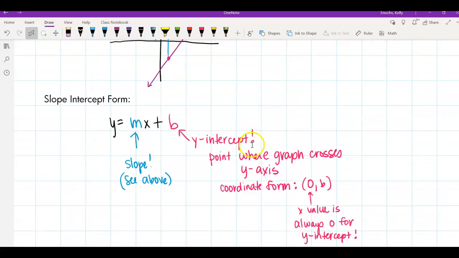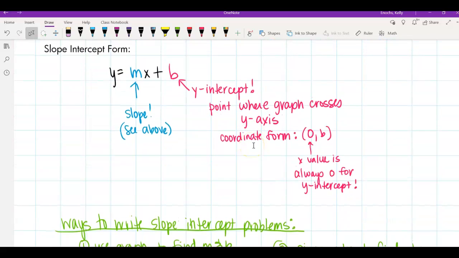All right. Let's talk about slope-intercept form. Slope-intercept form is y equals mx plus b. M being the slope. We already talked about slope quite a bit this section. And then b is your y-intercept. So remember, y-intercept is where the graph crosses your y-axis. That's why it's called y-intercept.